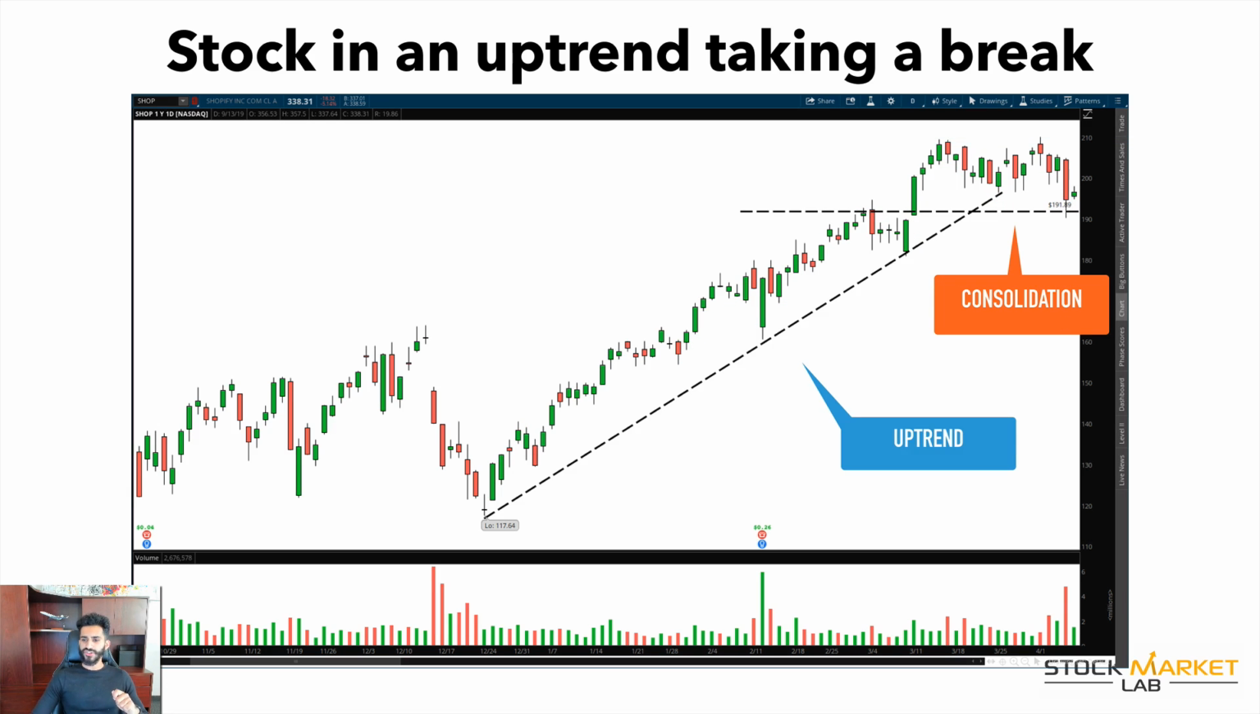When would we enter this trade? We have two ways to enter. Number one, if the stock breaks that 210 area, we can look to be buyers.